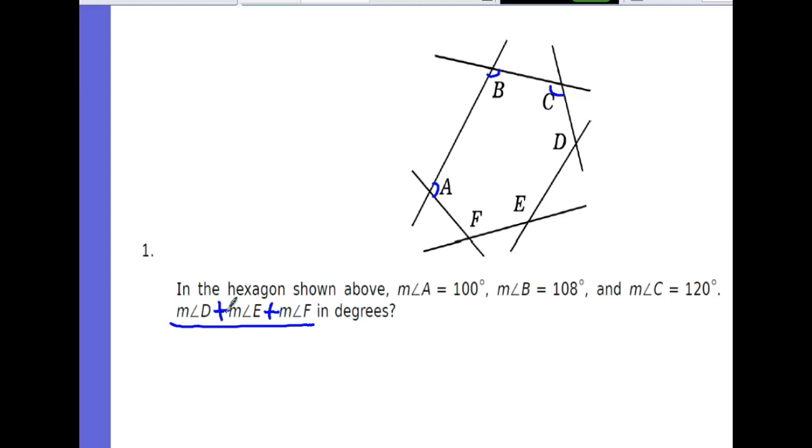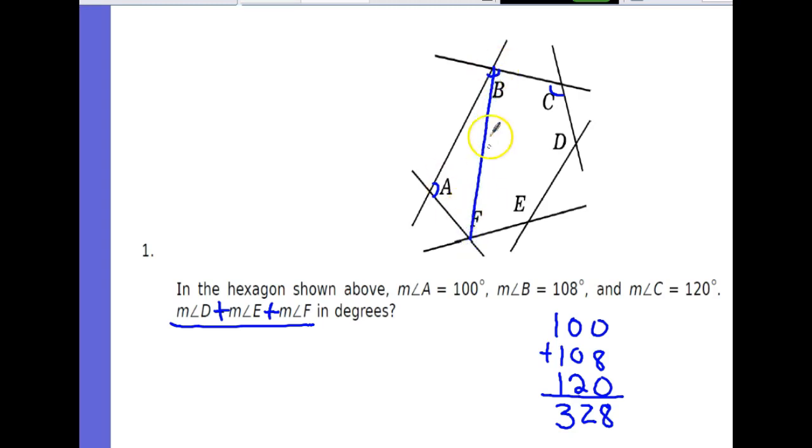Okay? So, what is the sum of the angles that I already know? What is 100 plus 108 plus 120? Now I'm going to work this problem assuming that you do not remember the formula for the interior angles of a polygon. You don't have to remember that formula if you know that the sum of the angles of a triangle is how much? 180. So I'm going to divide this up into triangles.